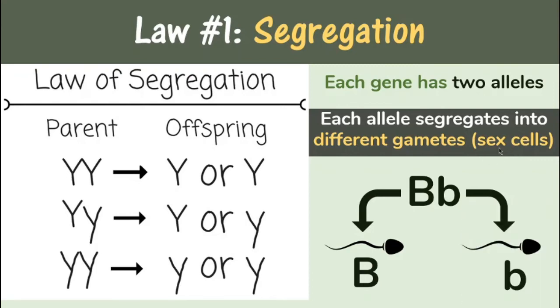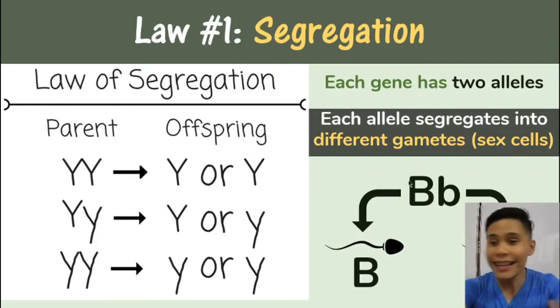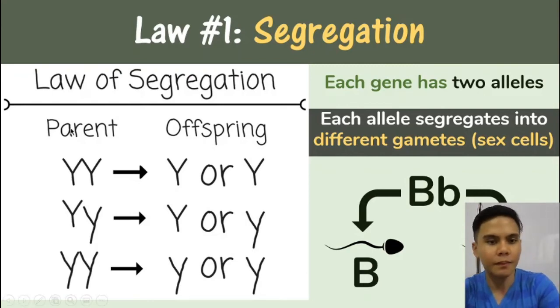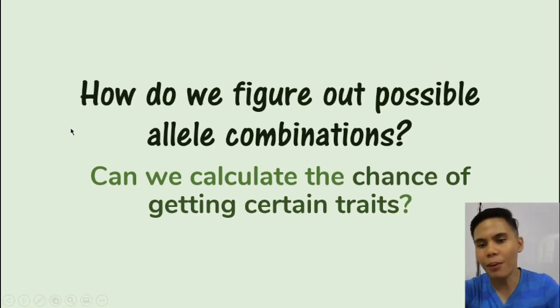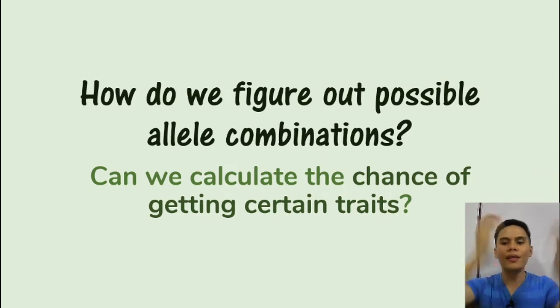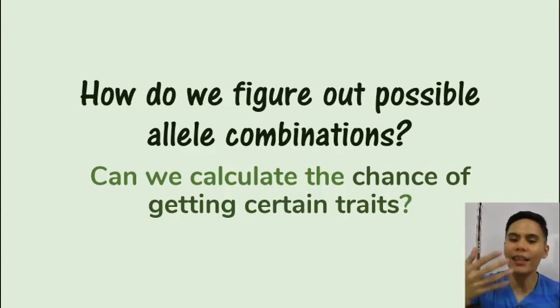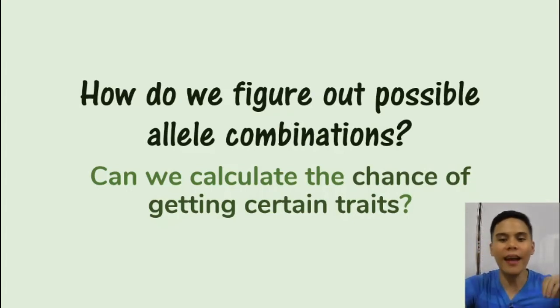So what happens is basically this. The big B goes to one sperm and the small b goes to another sperm. So these two different sperm cells carry different genetic codes for that trait. That's why siblings can be different, because one sperm can have different genes than the other sperm, and so on and so forth. Okay? So how do we figure out possible allele combinations? If different combinations of sperm and egg can have different allele combinations, can we calculate the chance of getting certain traits in our offspring?